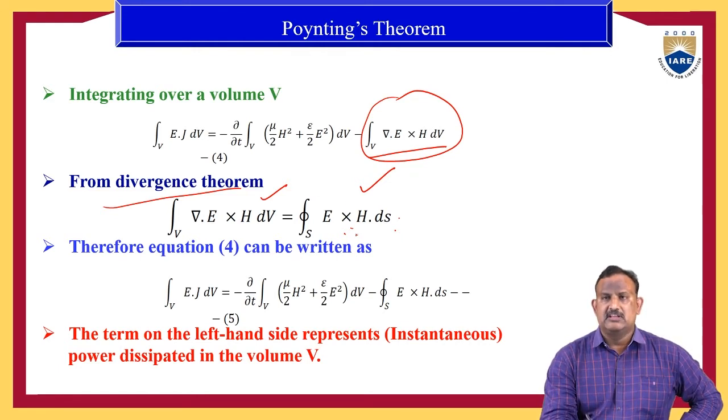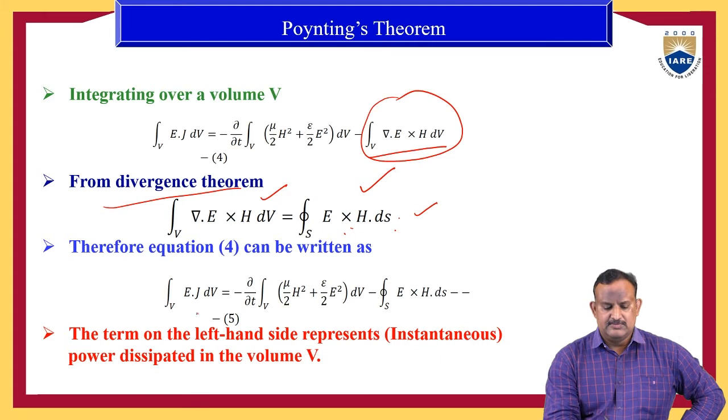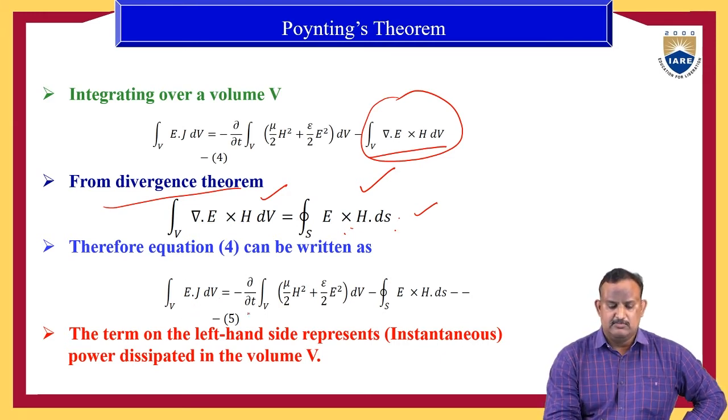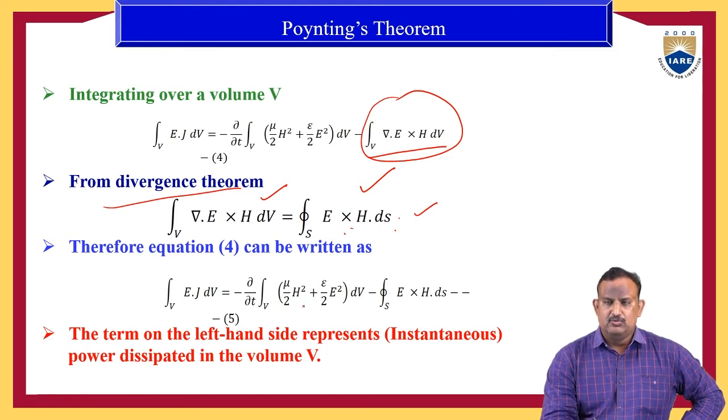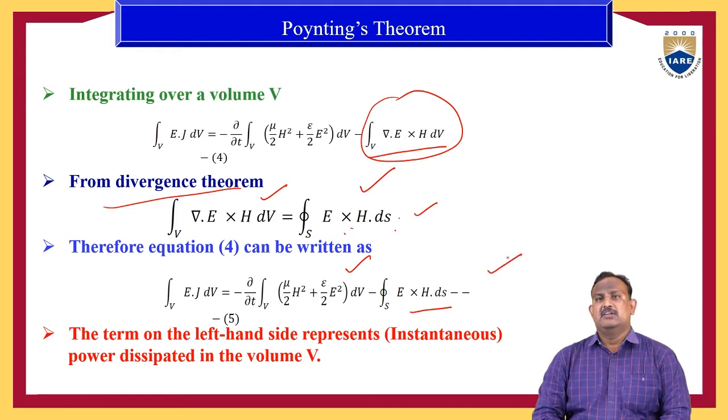Therefore, in place of the volume integral of del dot E cross H dV, I am substituting the surface integral of E cross H into ds. The equation becomes: volume integral of E dot J dV is equal to minus dou by dou T of the volume integral of mu by 2 into H square plus epsilon by 2 into E square dV, minus the surface integral of E cross H ds. The term on the left hand side represents the instantaneous power.